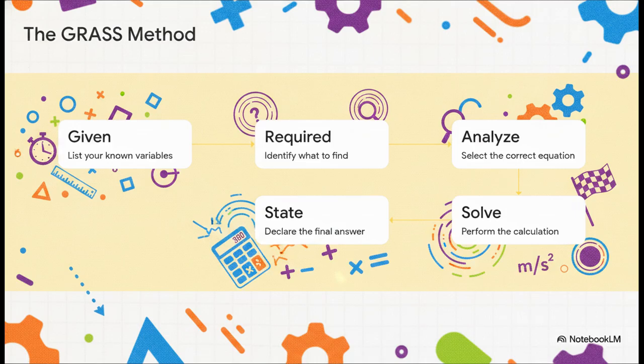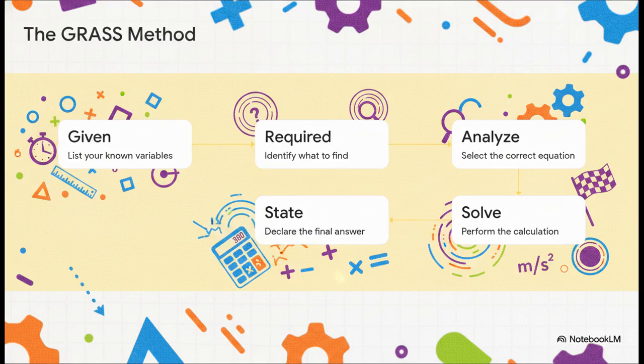Step 1 is given. List out your knowns. Step 2 is required. What exactly are we trying to find here? Step 3 is analyze. Pick the correct Big 5 equation. Step 4 is solve. Do the algebra. And step 5 is state. Confidently declare your final answer with the proper units and direction.